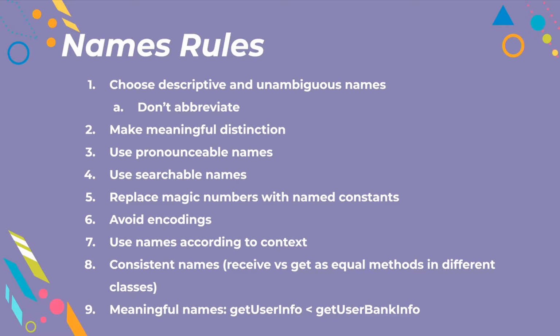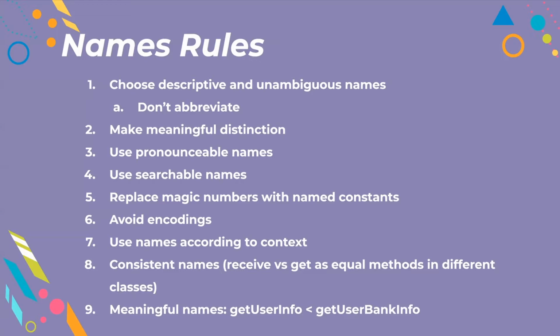So number 4 is use searchable names. Again, write complete names for your variables or anything. That way you can Ctrl+F and find it very easily. GitHub especially has a search function that searches your entire code base. So having searchable names is very crucial to finding and fixing things easily if you have a bug somewhere.